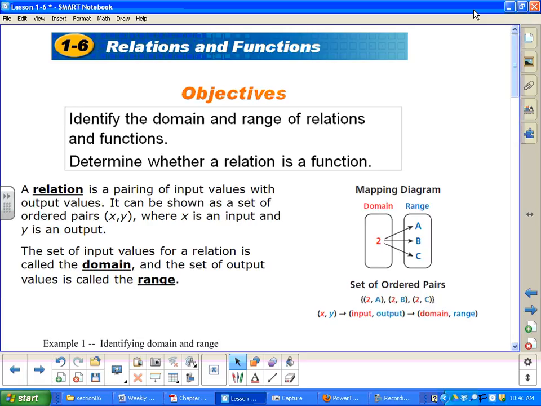Okay, relations and functions. Let's dive right into it. So we're going to identify the domain and range of relations and functions, and then determine whether a relation is a function. So we're specifically talking about relations and functions.